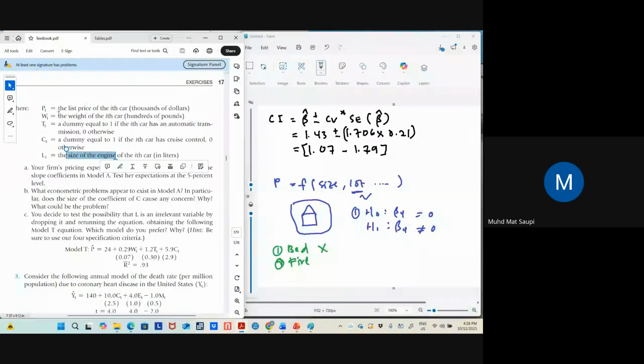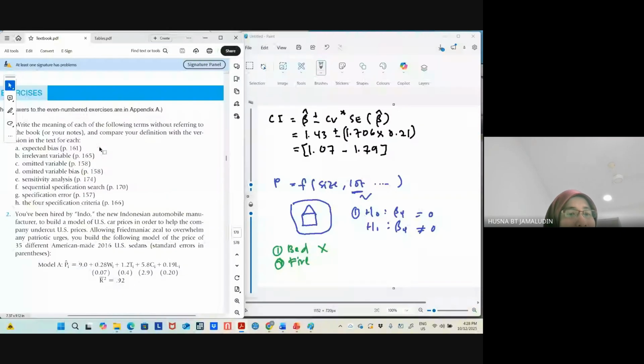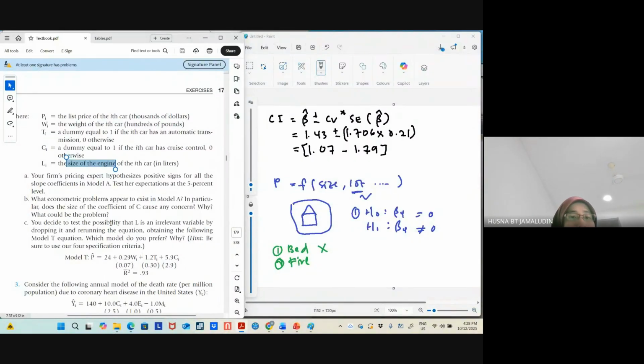You price. Confirm? You know better in terms of the car. Confirm. Okay, so you're expecting all positive. Let me see the equation. Oh, all positive. Cool. And the R-bar square is 92%. This is cross section, so 92 is very large.